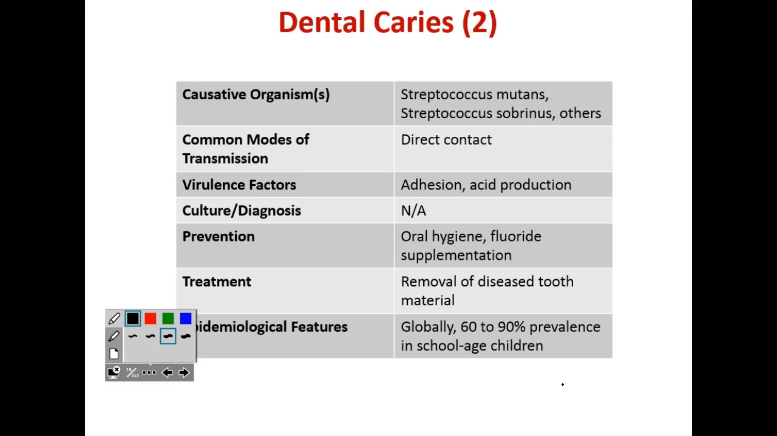Common modes of transmission are direct contact, virulence factors, adhesion and acid production. Prevention. What is the prevention for this? Good oral hygiene, fluoride supplementation. Do you have fluoride in your toothpaste? Do we have fluoride in the water we use to rinse out with? And the treatment is the removal of the diseased tooth material.